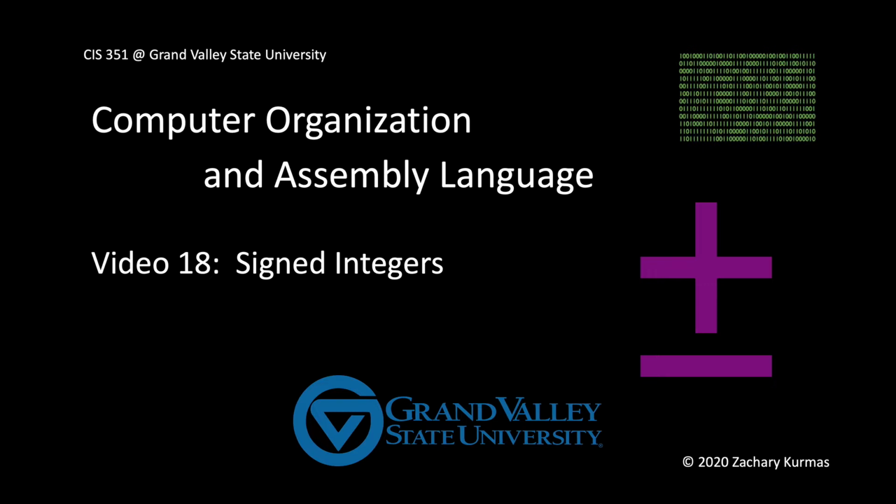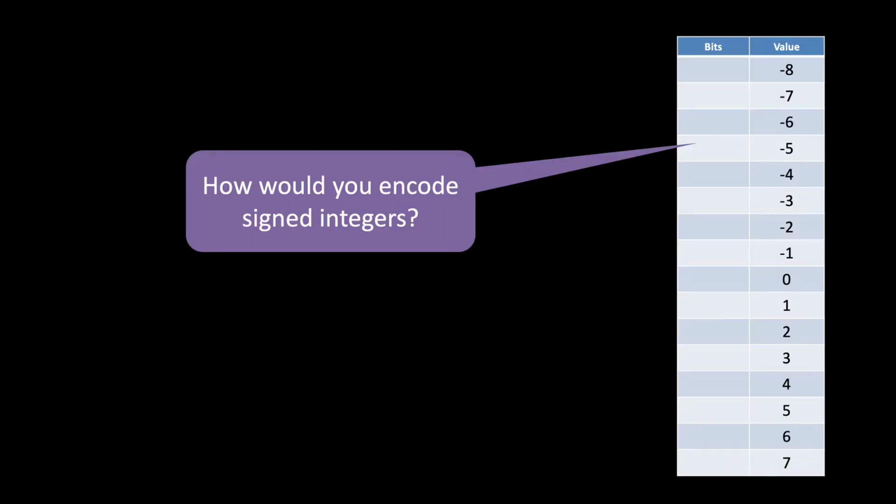In video 4, we learned how to use binary to represent positive integers in hardware. But what about negative integers? How would you use 4 bits to encode both positive and negative numbers? Pause the video and try to come up with a few possibilities.